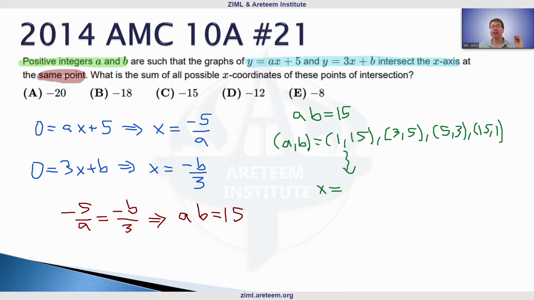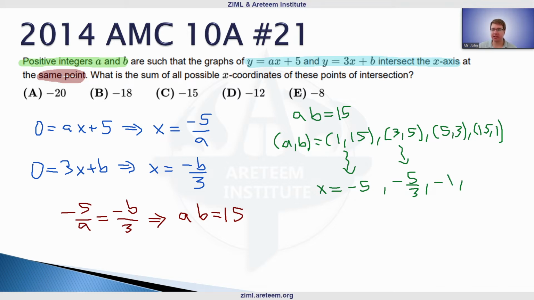Just to double check, if a is 1, we have negative 5 divided by 1, that is negative 5. Checking with the b, negative 15 divided by 3 is also negative 5. Do you really need to do this for all of them? No, but I just want to point out if you want to check one of them, maybe that's helpful just to make sure we didn't make any mistakes.